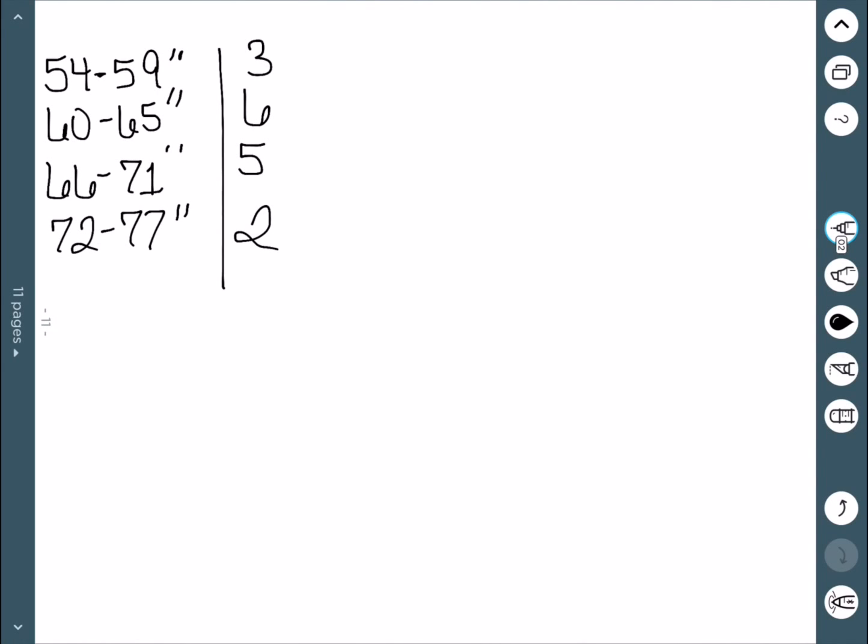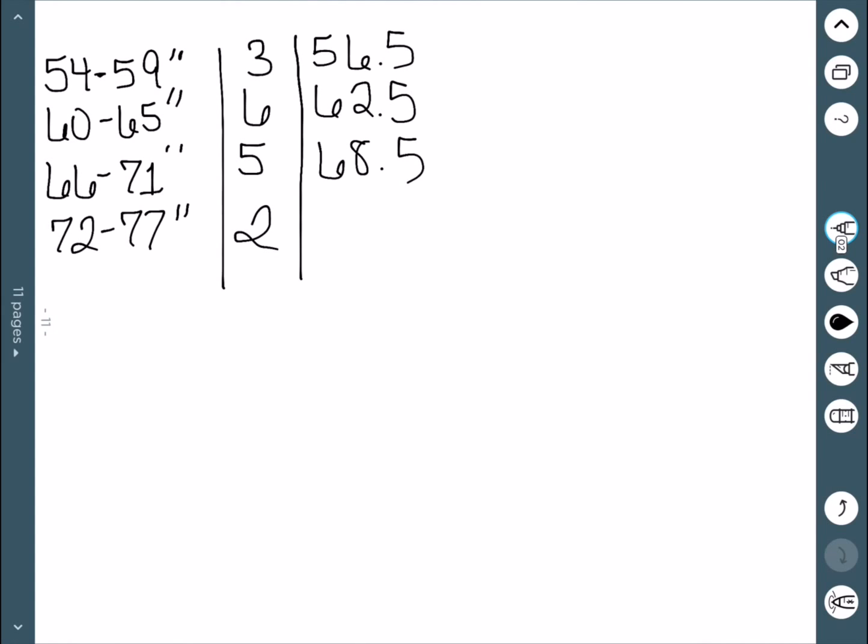Let's consider this data. Here we're looking at height in inches, and we have the frequency in the next column. We do need a column for our midpoints, so we'll find that. We do this by adding our values, 59 plus 54, and then divide by 2 to get 56.5. The next one, 60 plus 65 divided by 2 is 62.5. The next one would then be 68.5, and then finally 74.5.